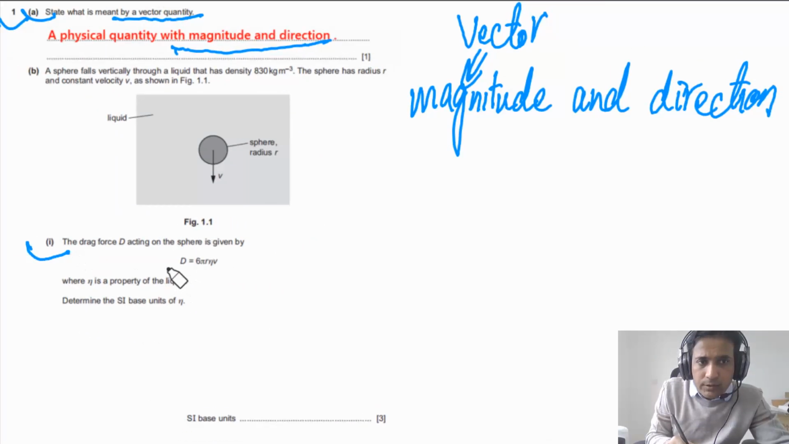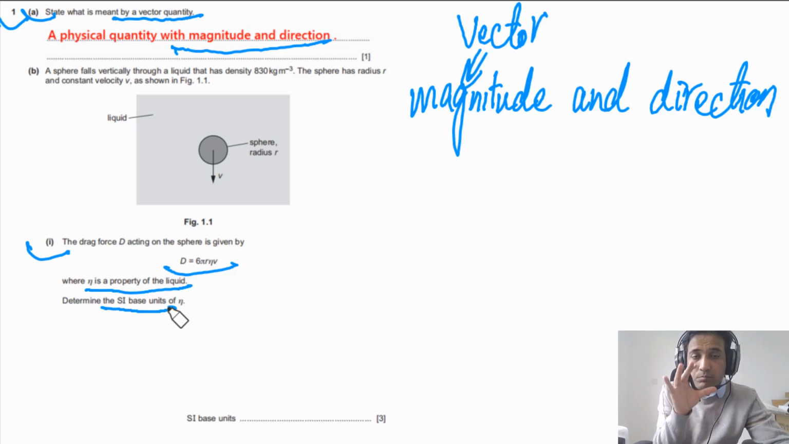For part B1, an equation is given to us, and it is given that eta is a property of a liquid. Determine the SI base unit of eta. We have 7 SI base units. So we need to determine the SI base unit of eta. This is the viscosity. The equation is given to you.